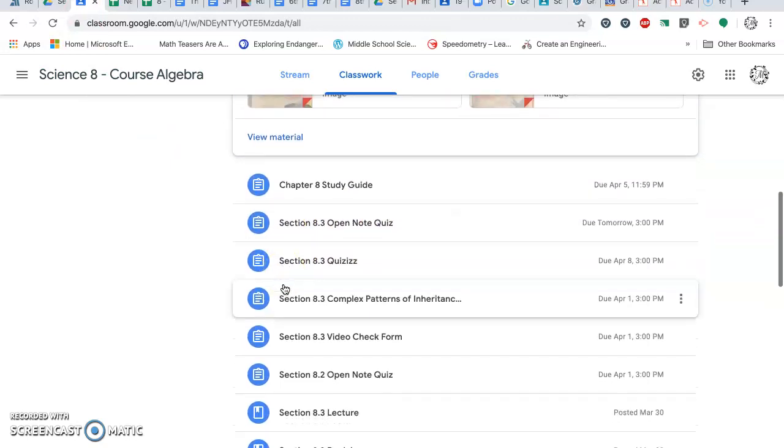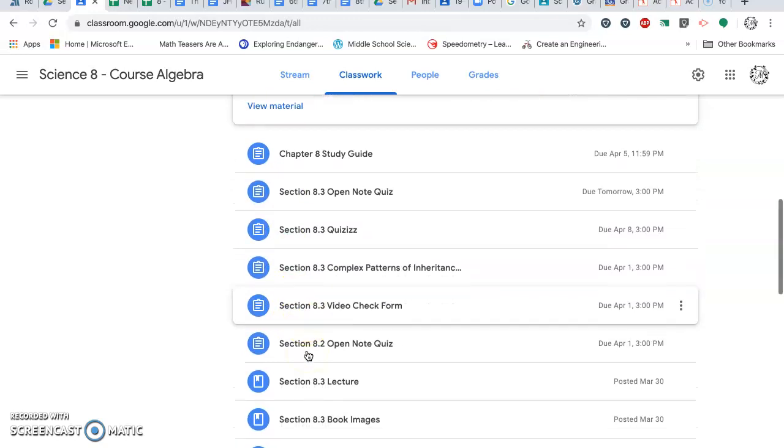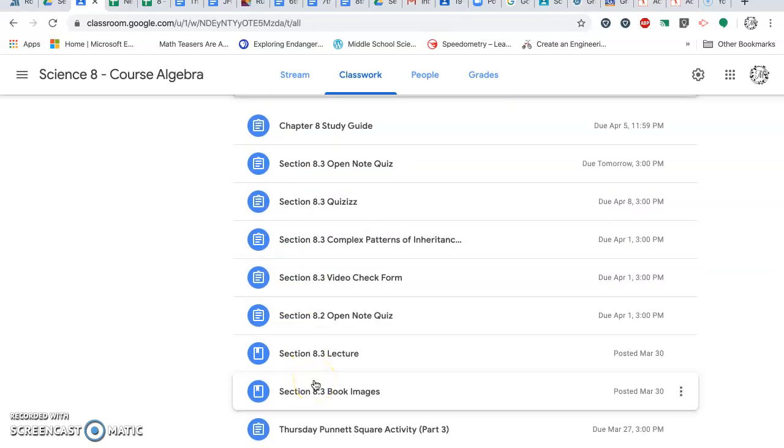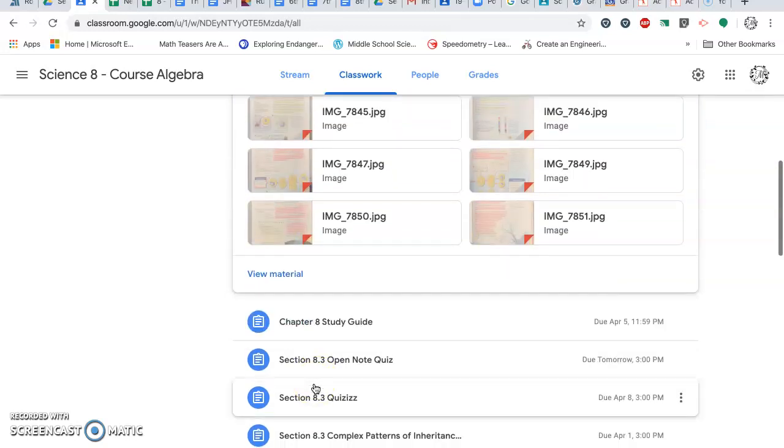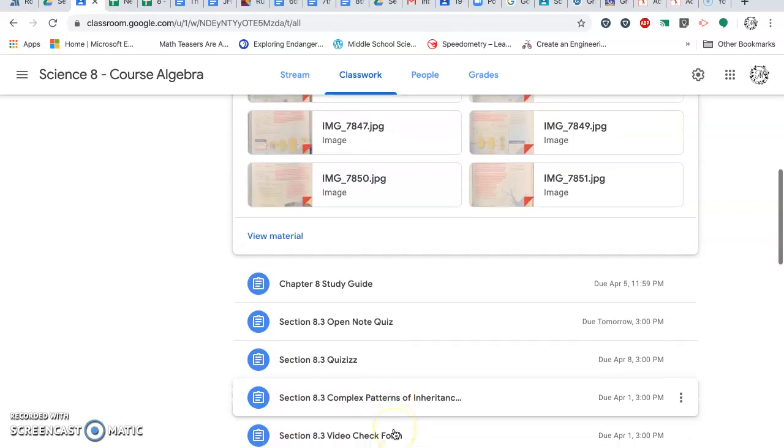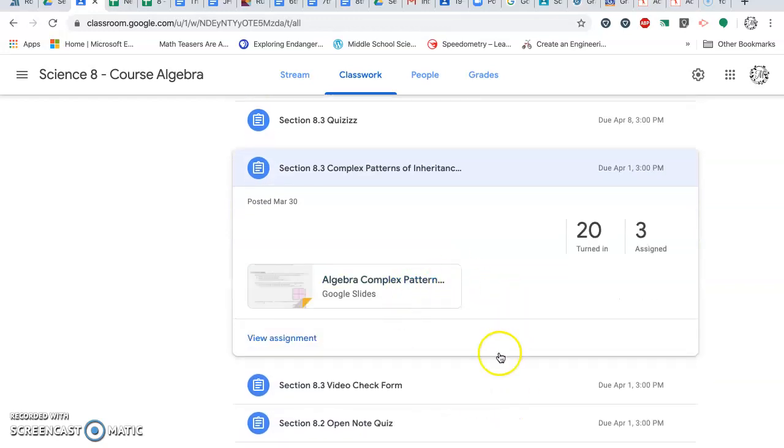Use all the materials. Use my lecture, use my book images. Remember, I'm not doing separate notes for this chapter, but use the book images and maybe listen to my lecture again and then go through and do it. You can go through the practice problems. I will be posting, when were those practice problems due? They were due, the complex patterns of inheritance were due yesterday. And I think I graded them too. So I'll be posting later on today. I did do answer keys for this, so I'll be posting those below. So if you want to wait till I post those and make sure your answers are correct, you can do that as well. As soon as I'm done with this, I'll post those answer keys.